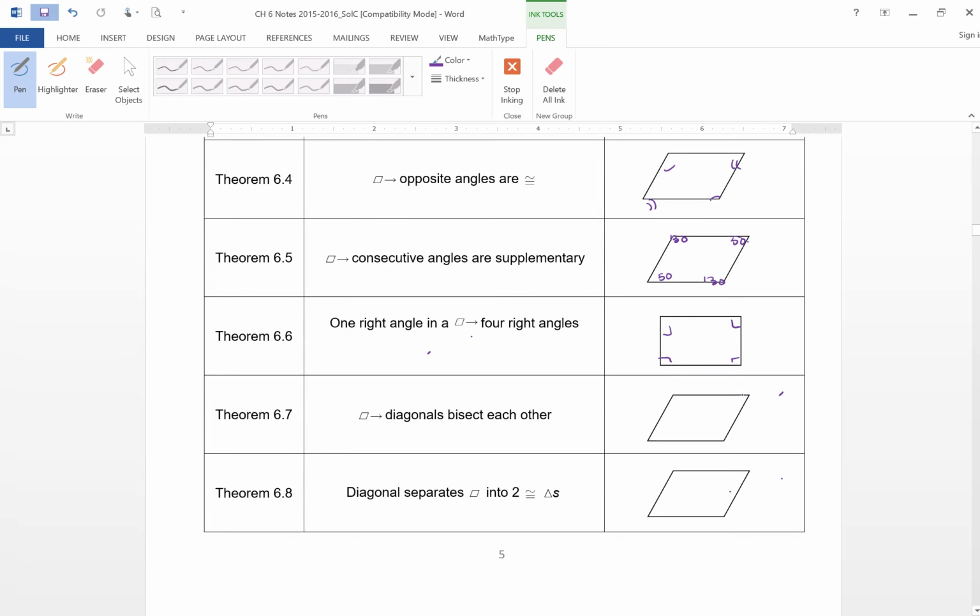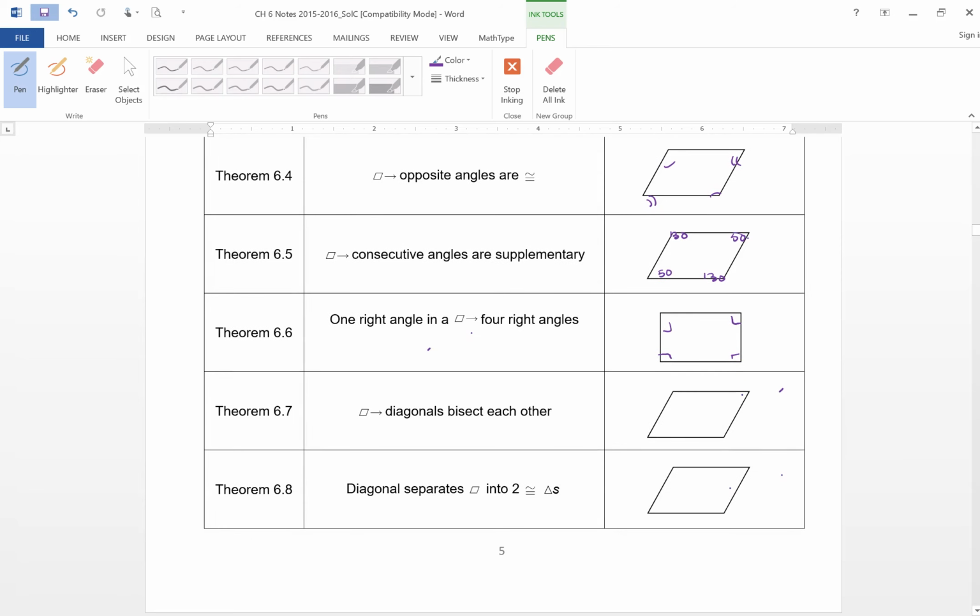All right, another one. In a parallelogram, diagonals bisect each other. Now this is going to be tricky. So the diagonals bisect each other, meaning this first diagonal cuts the first one into two congruent parts, and it cuts this one into two congruent parts. Okay? So each one of the diagonals bisects the other one.